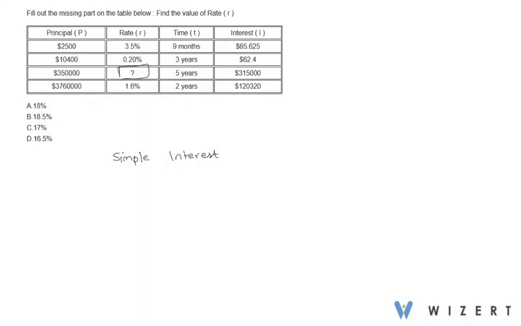Simple interest is given by this relation: P, that is principal, multiplied by rate multiplied by time, whole divided by 100. So we have value of principal, value of time and value of interest. All we need is to find rate. So we'll simply put those values here.